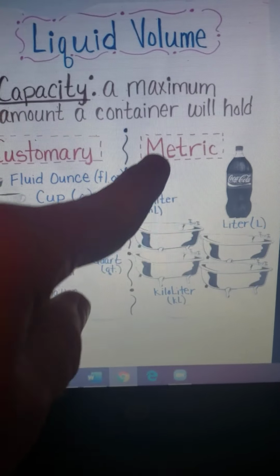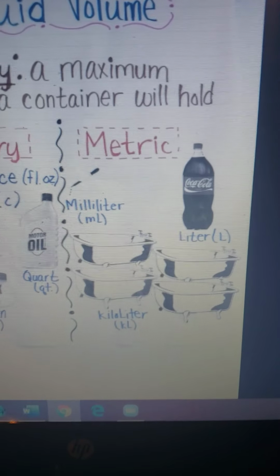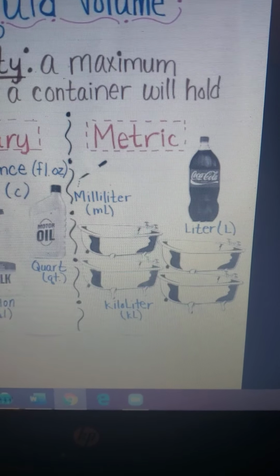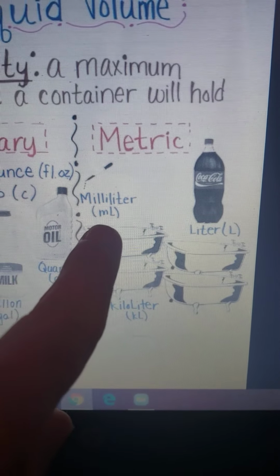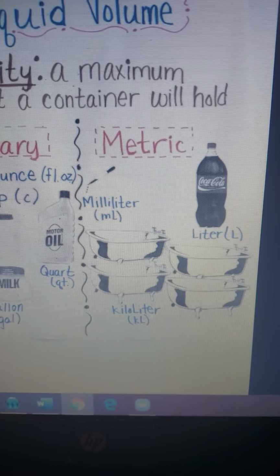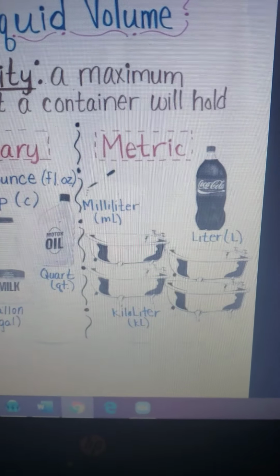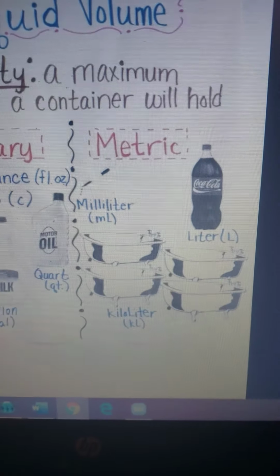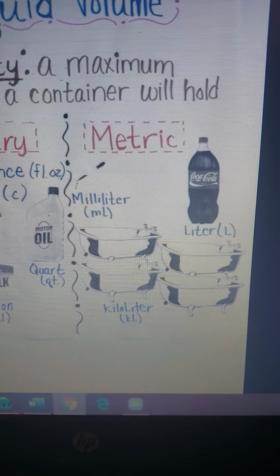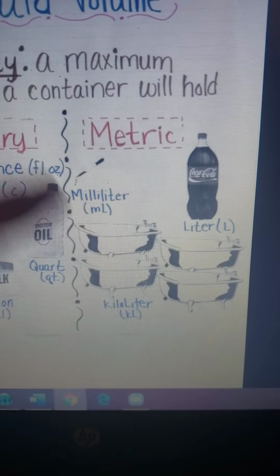So over here, we have 3 different units we're going to use for the metric system today. We have a milliliter, and when you put the little abbreviation, it is a lowercase m and an uppercase L. Then we have a liter. Now this is actually a Coke bottle, which we're pretty familiar with. And then a kiloliter, which as you see here is about 4 bathtubs big.